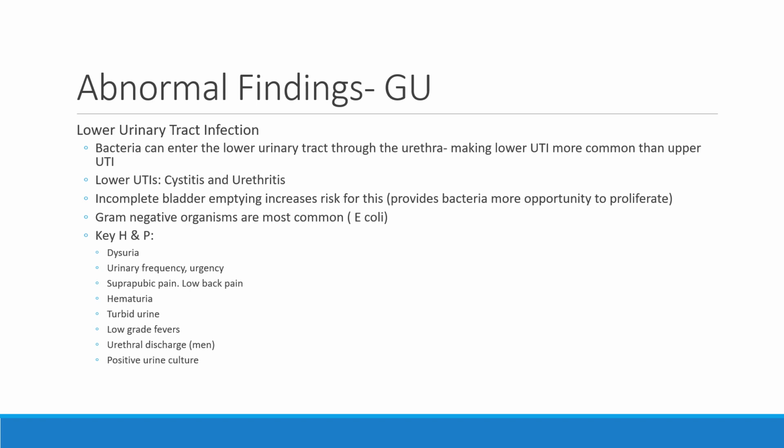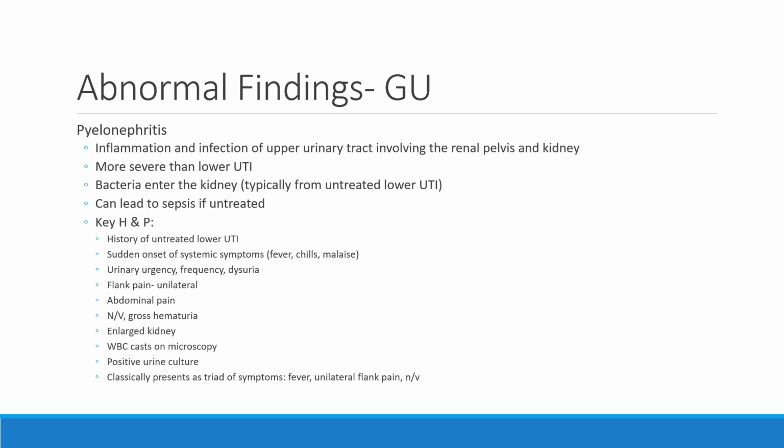coli. Key history and physical findings: dysuria, urinary frequency and urgency, suprapubic pain, maybe low back pain, hematuria, turbid urine, low-grade fevers. Men can have urethral discharge and positive urine culture. And I had commented on a previous slide how the urethra is much shorter in women, making UTIs, the lower UTIs, much more common in women than men.